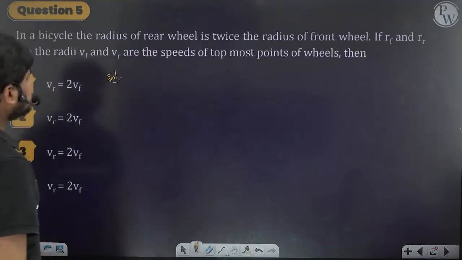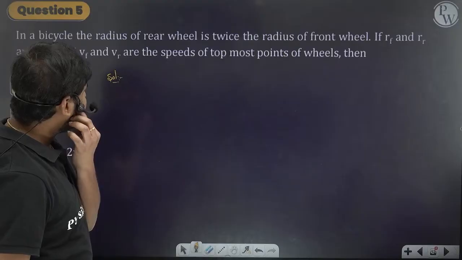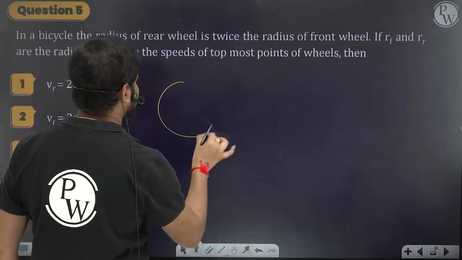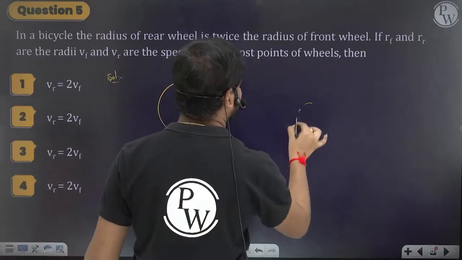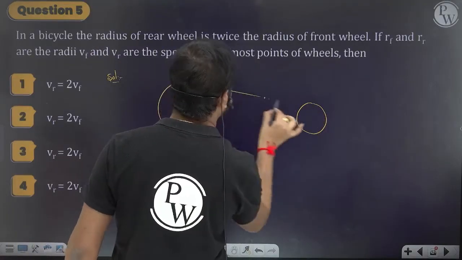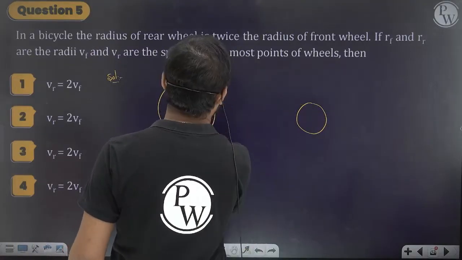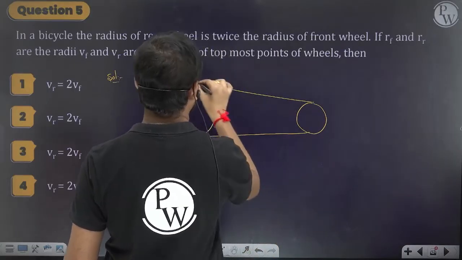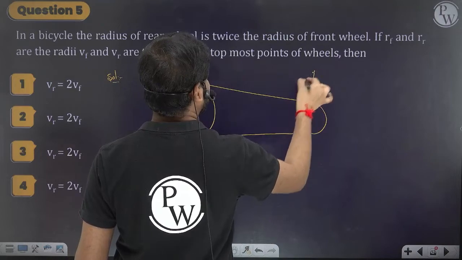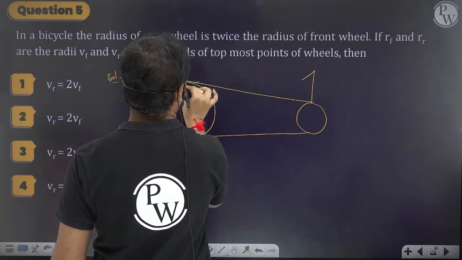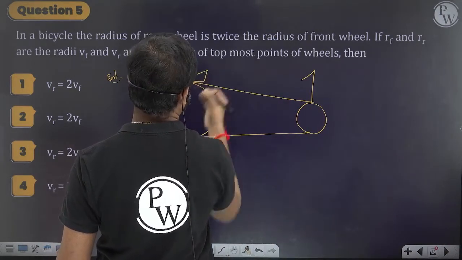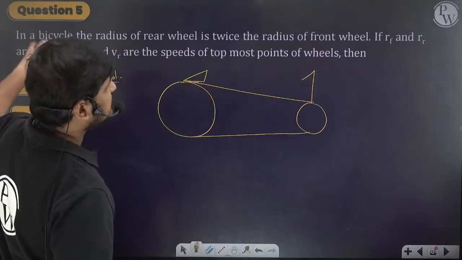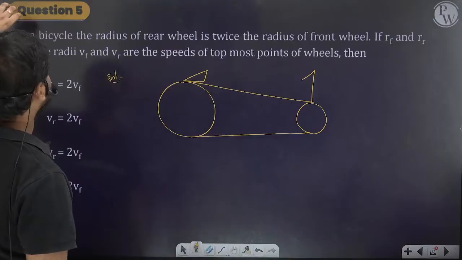In a bicycle, the radius of the rear wheel is twice the radius of the front wheel. So let's suppose this is a rear wheel and this is a front wheel. So this is a bicycle, and some person is sitting here.